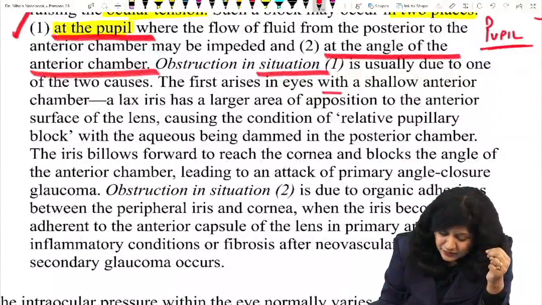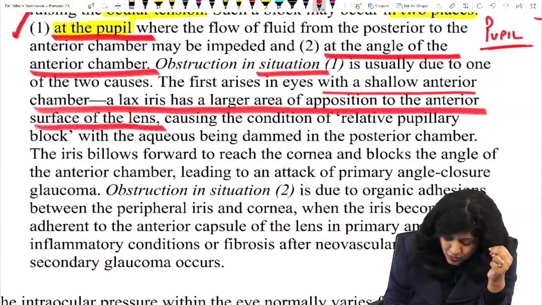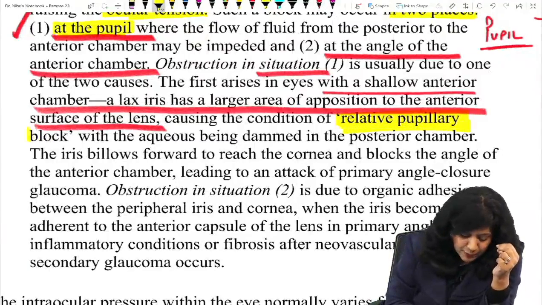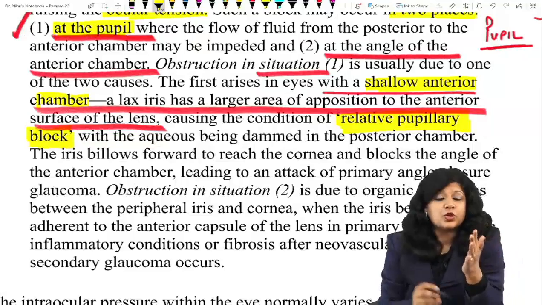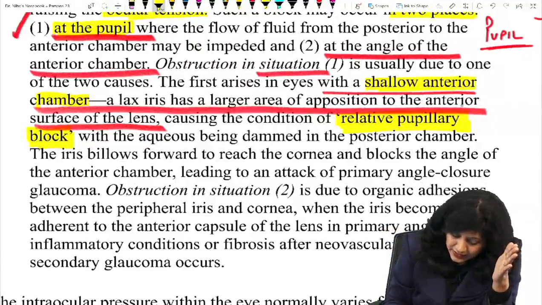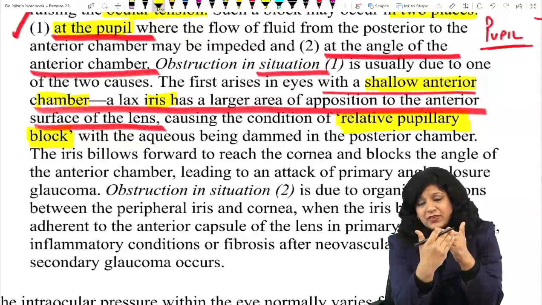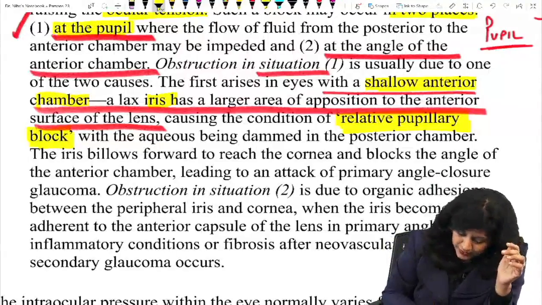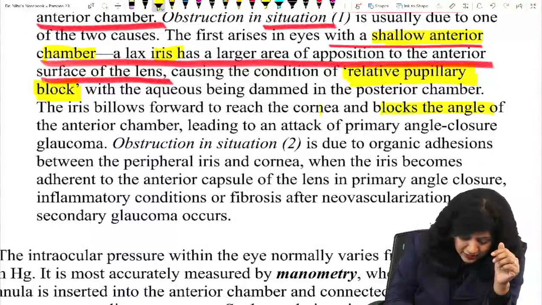The first arises in the eye with a shallow anterior chamber. A lax iris has a larger area of opposition to the anterior surface of the lens, causing the condition of relative pupillary block. Now they are trying to explain how we can have pupillary block. They are saying if you already have a very shallow anterior chamber, obviously the chances of opposition between the iris and the cornea are very high, and that can lead to relative pupillary block, not the total pupillary block. Okay, this is one thing. So what will happen, the iris billows forward to reach the cornea and blocks the angle of anterior chamber.